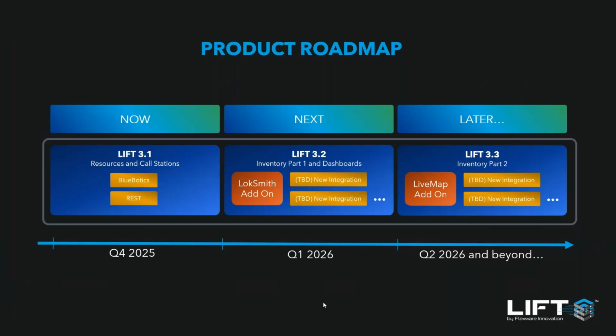So a little bit about our roadmap and timing. So right now, we're currently working on our Lyft 3.1 release. It's going to support resource management. So a resource is like a vehicle or a person or a cart or a machine, as well as call station support. We're currently working on our robotics integration, as well as a comprehensive REST API, a first-class REST API integration. And all of that's scheduled to release sometime within Q4 of 2025.